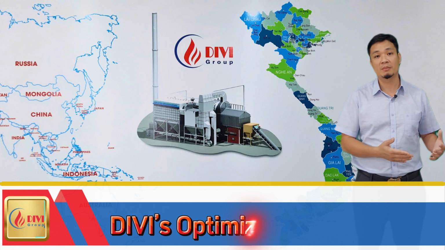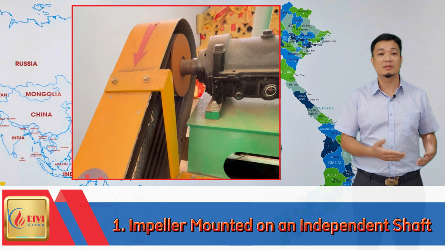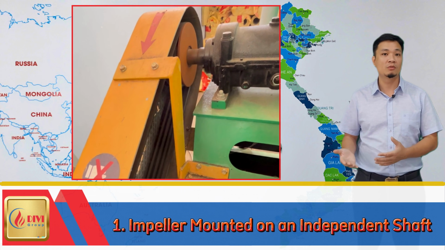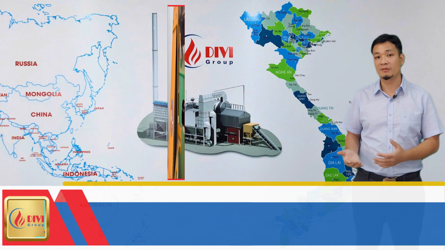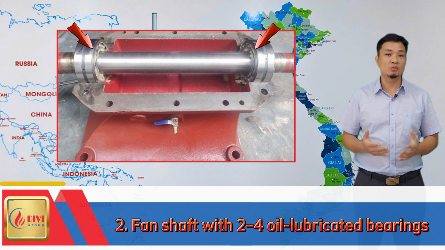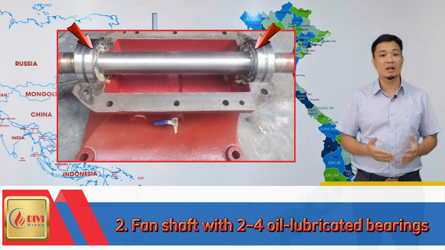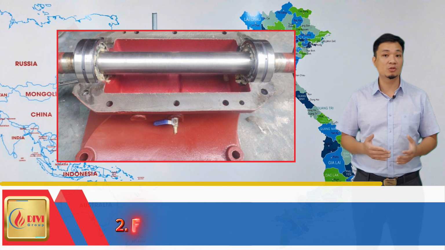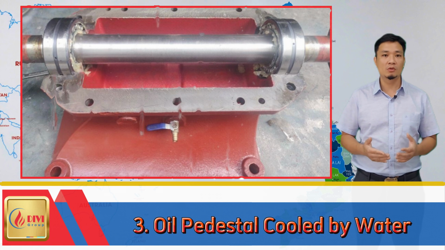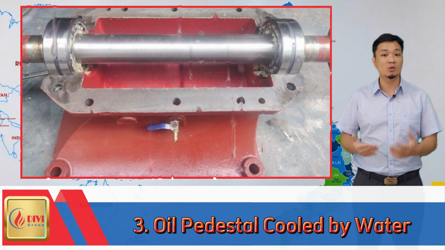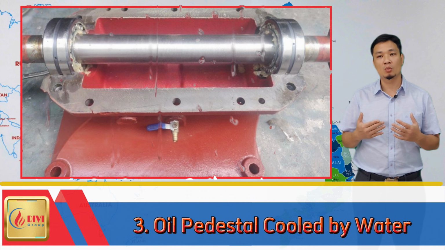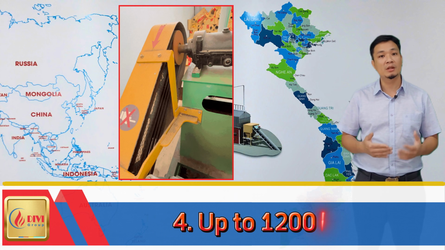1. Fan blades are mounted on an independent shaft, powered by belts from the motor via a pulley. 2. The fan shaft is supported by 2 to 4 bearings within an oil-lubricated bearing housing, prioritizing reputable brands from Germany or Japan. 3. For large-capacity fans, the oil-lubricated bearing housing is water-cooled to enhance bearing durability.